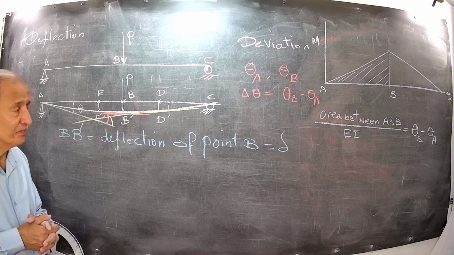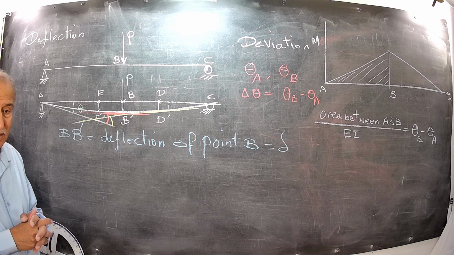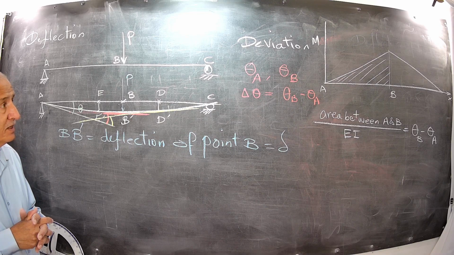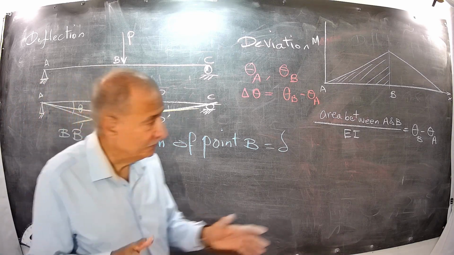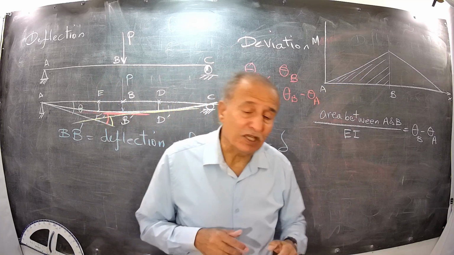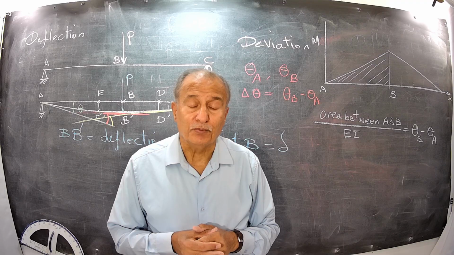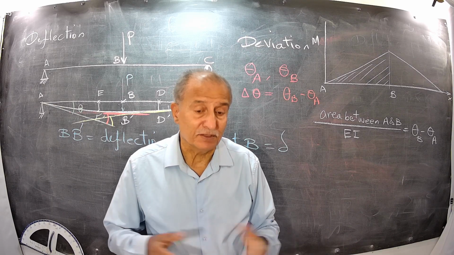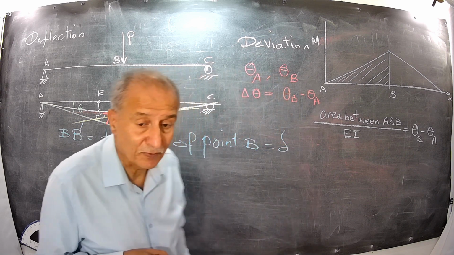Second theorem is about if I take the moment of this area with respect to any point, for example, with respect to B, it can give me the deviation of point B. What is deviation called here? This is why we need the definition of deviation.